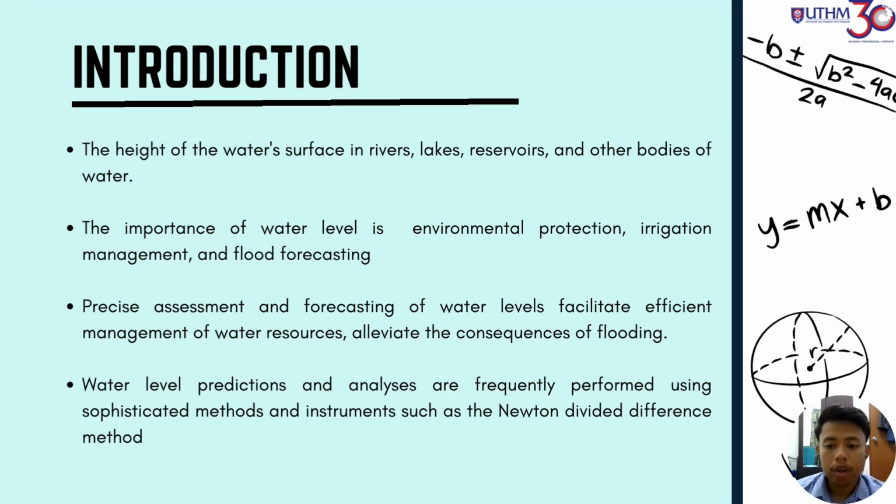Water level is the height of a water surface in a river, lake, reservoir, and other bodies of water. The importance of water level is environmental protection, irrigation management, and flood forecasting. Precise assessment and forecasting of water level facilitate efficient management of water resources that alleviate the consequences of flooding. Water level prediction and analysis are frequently performed using sophisticated methods and instruments such as the Newton divided difference method.